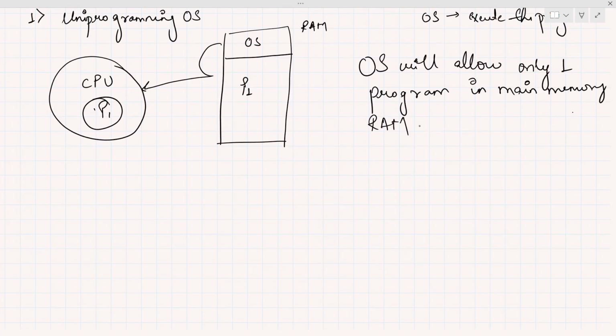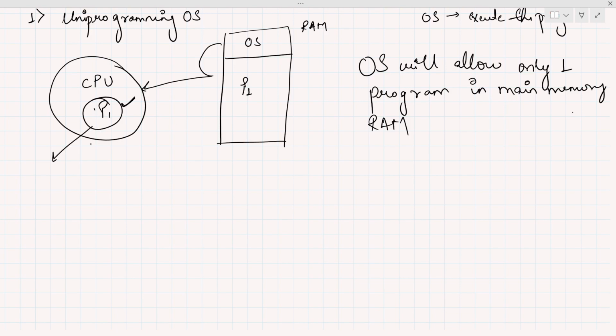I hope it is clear what the meaning of a uniprogramming operating system is. If there is any input output operation which the CPU has to wait for, the CPU will wait till the completion of that operation, and when P1 gets its input, it resumes again. So in a uniprogramming operating system, what's the drawback? The drawback is simple: the CPU is not used very efficiently. The CPU will wait till the completion of the P1 program.